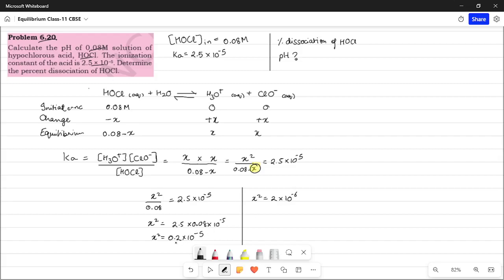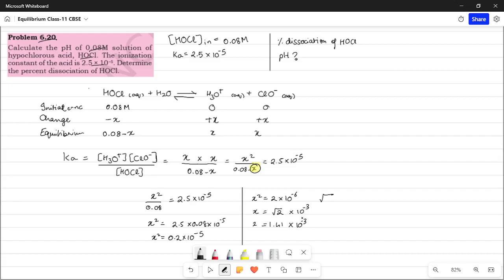The reason I did that is because we can just shift this and take a square root on both sides. So you'll be left with X is equal to root over 2 into 10 to the power minus 3, because root over 10 to the power minus 6 is 10 to the power minus 3. So X will be equal to 1.41 into 10 to the power minus 3. So this is the value of X.